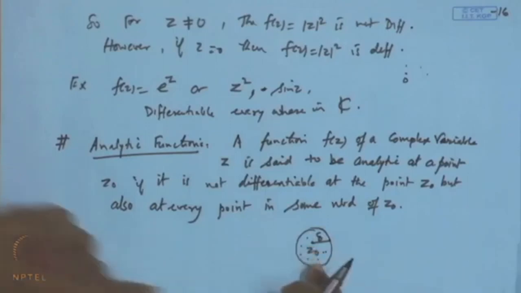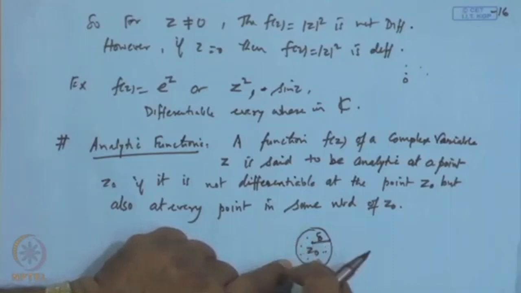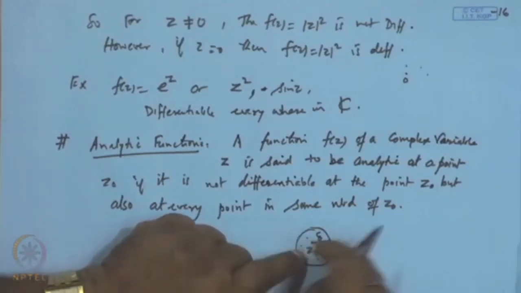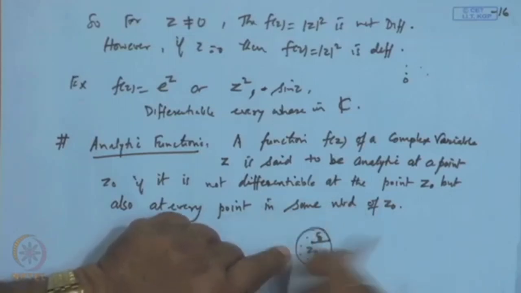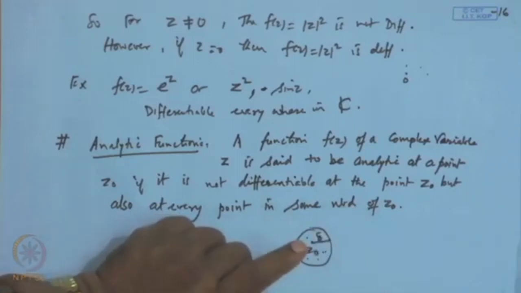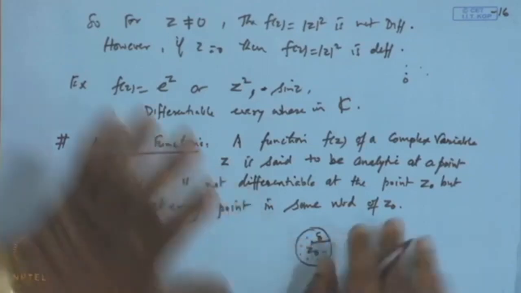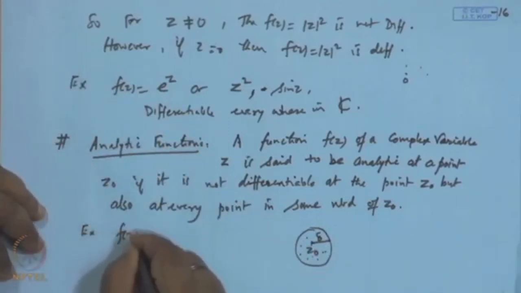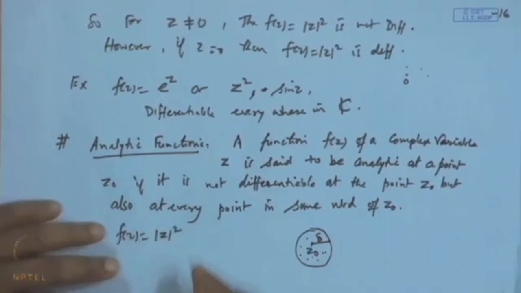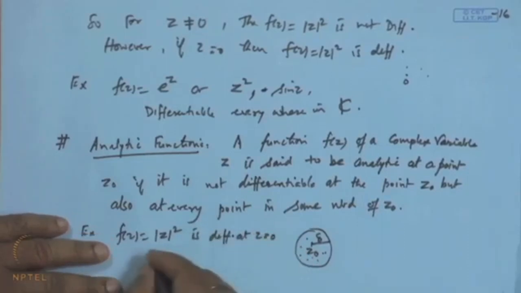When we say the function is differentiable at a point z naught, we are not bothering whether the function is differentiable at other points or not. But when we go for the analyticity of the function at a point z naught, then we do care about the differentiability of the function in the surrounding points of z naught. That is, in some neighborhood of z naught, the function must also be differentiable at each point, including the point z naught itself. Okay? So, this is the deal. So, for example, just now we have seen f z equal to mod z square. Now, this function is differentiable at the point z equal to 0 and nowhere else.